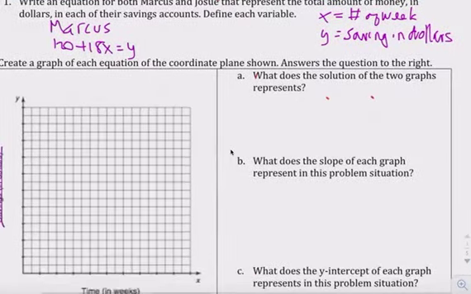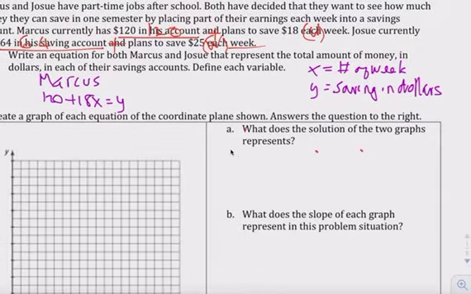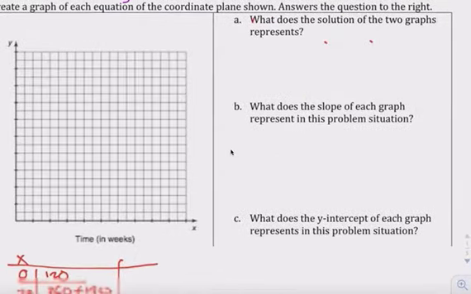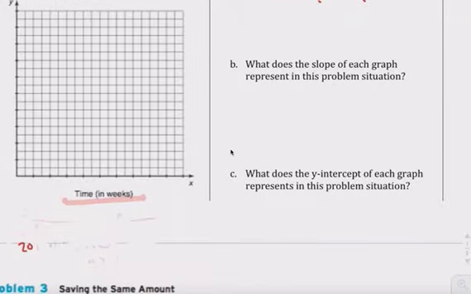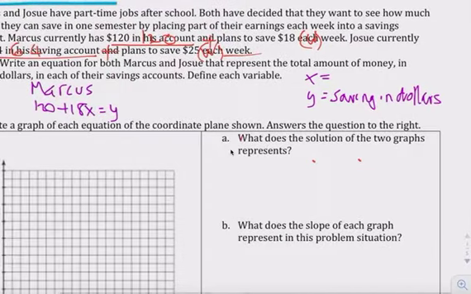Okay, x is time in weeks. They have x in there. If you look at here, they already tell you what x is, time in weeks. That's what we need to put x as. Okay, this is how you do it. You do it like today in class. x is time in weeks.